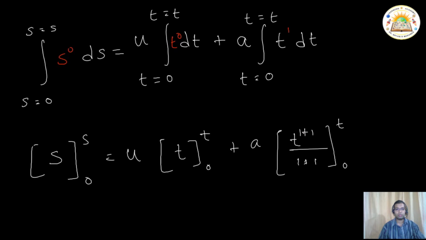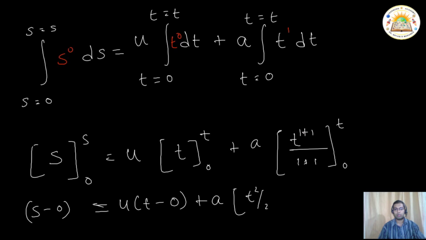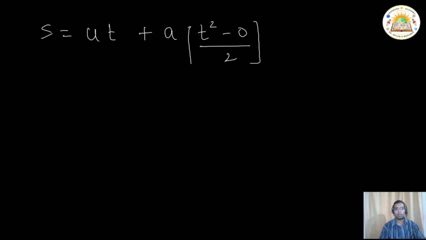So this I will end up getting s minus 0 is equal to u times t minus 0 plus a times t square by 2 going from 0 to t. So I will get s is equal to ut plus a times t square minus 0 by 2, which we will end up getting s is equal to ut plus half at square.